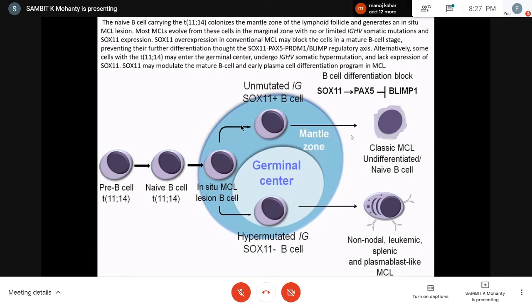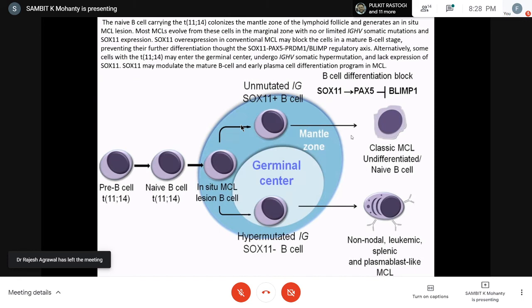So the naive B cells carry the 11;14 translocation. They colonize the mantle zone of the lymphoid follicle, which is just next to the germinal center, and they generate an in situ MCL lesion, that is an in situ mantle cell lymphoma lesion. Most mantle cell lymphomas evolve from these cells in the mantle zone with no or limited immunoglobulin heavy chain somatic rearrangements, and SOX11 expression.